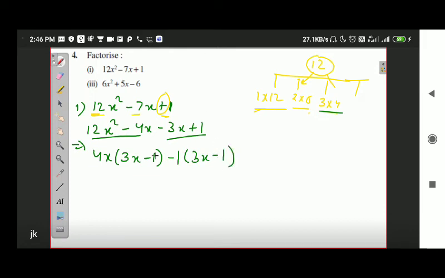It is a criteria to check whether you are doing it right: if you have the same brackets, then you are doing it correctly. If not, then it is incorrect. So what was outside the bracket you take in one bracket, what was inside the bracket you take in another bracket. So this is the final factorized form of 12x square minus 7x plus 1. Okay, now let's see the third part.